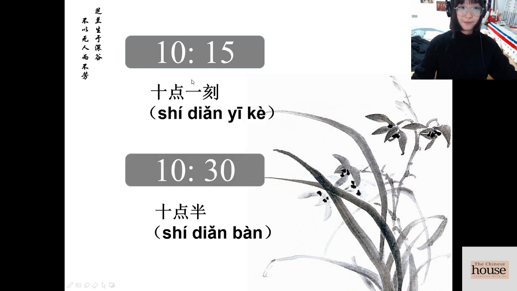Then we have 10点15. Yes, you can say 15, but we have another expression for it. You can say 10点1刻. 1刻 means 15 minutes. 10点1刻. For 10点30, you can also say 10点半, because 半 means half. It's half of an hour. So 10点半.